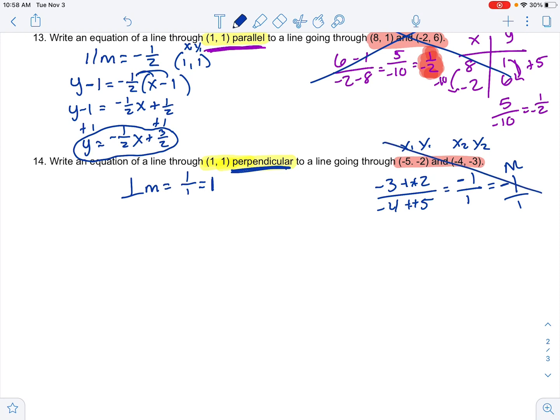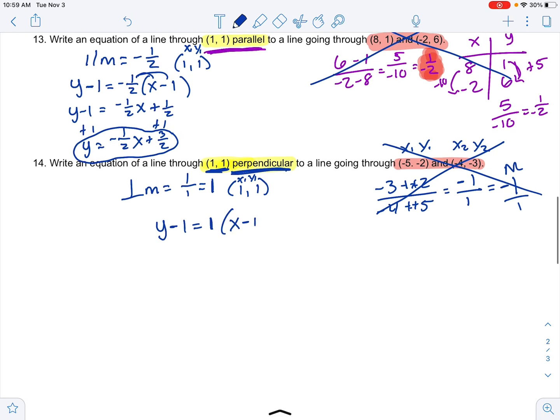Now we're going to ignore those original points because we want this to go through a new point. And this new point it's going through is 1, 1, which is my x1, y1. Now we can plug it into our point slope form. So we have y minus my y1 is 1 equals m, which is 1, times x minus my x1 is 1. It's a lot of ones. Okay, we're going to distribute, solve down for y. So we have 1x, 1 times negative 1 is minus 1.